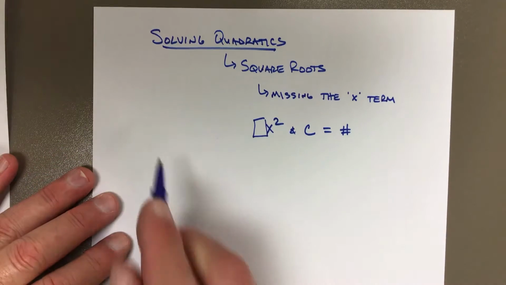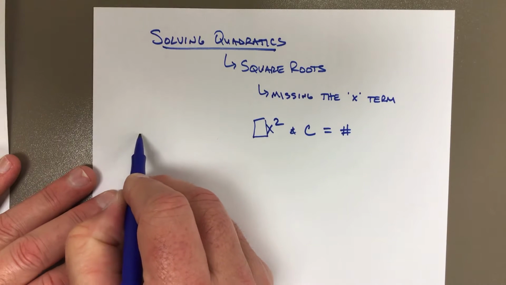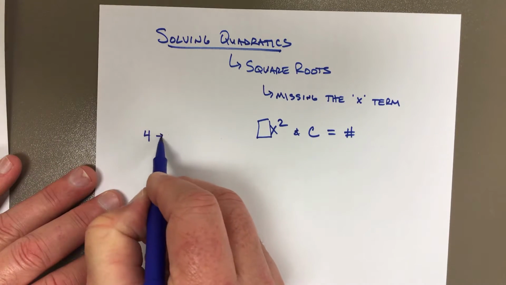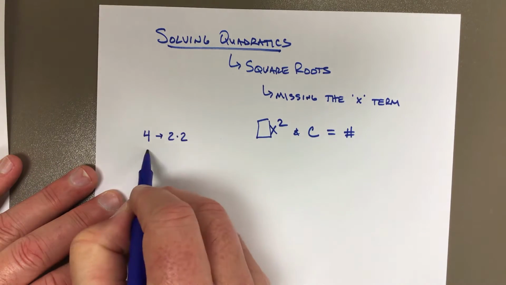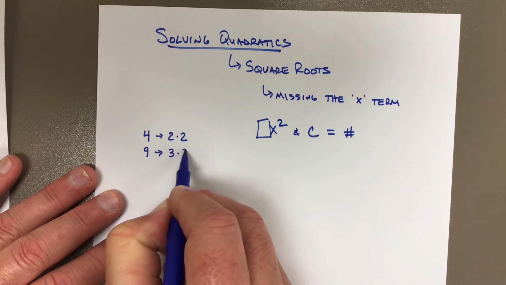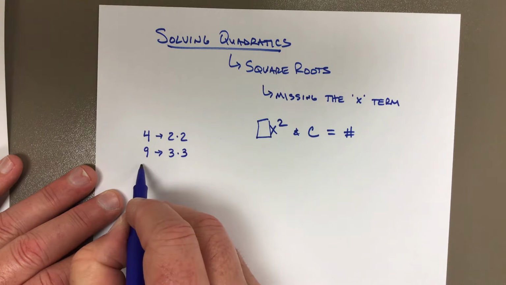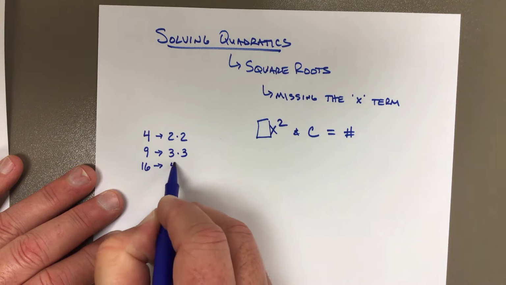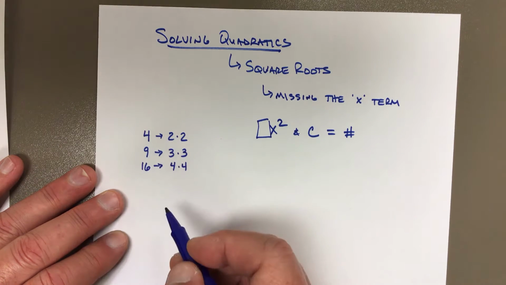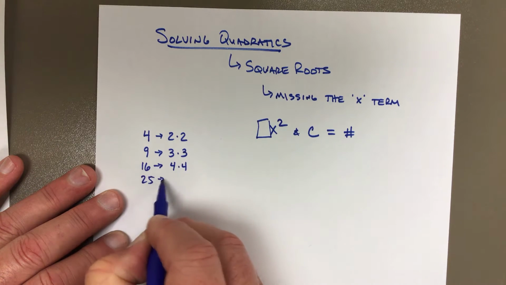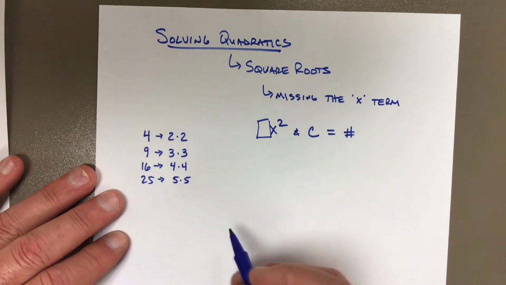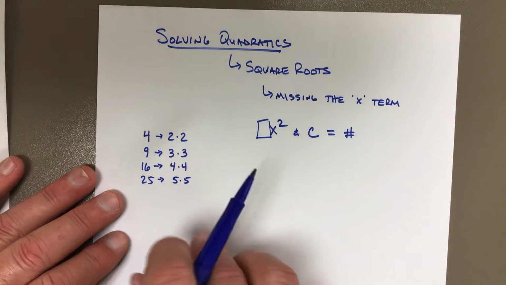with the square roots. So square root, you're used to seeing 4 being 2 times 2, and you're used to seeing 9 being 3 times 3. And we can go all the way through here. 16, 4 times 4. These are called perfect squares. 25, and so on and so forth. These are numbers that you're going to have to remember. We did this a while ago.